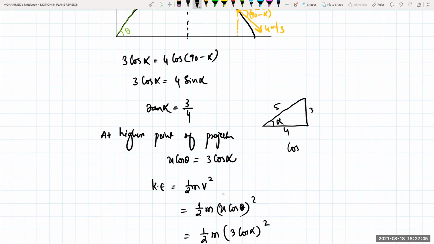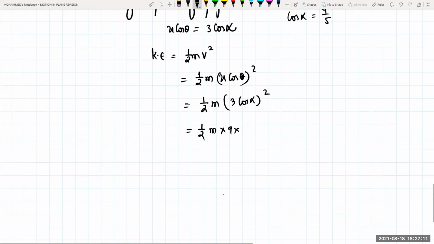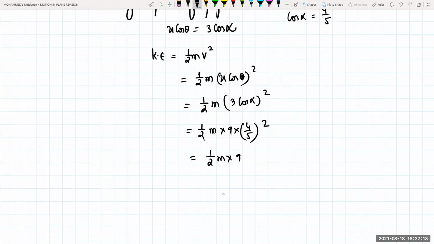Cos alpha is adjacent by hypotenuse, which is 4 by 5. So I can write that value here. So it is 4 by 5 whole square. Clear? Half into m into 9. 4 square is 16, 5 square is 25.